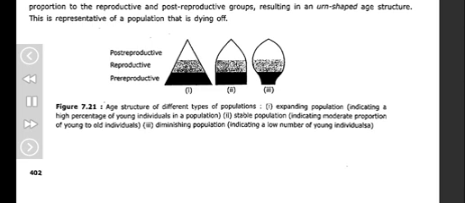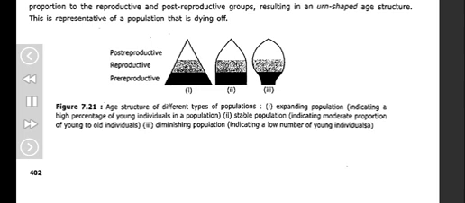Figure 7.21. Age structure of different types of populations. I. Expanding population indicating a high percentage of young individuals in a population. II. Stable population indicating moderate proportion of young to old individuals. III. Diminishing population indicating a low number of young individuals.